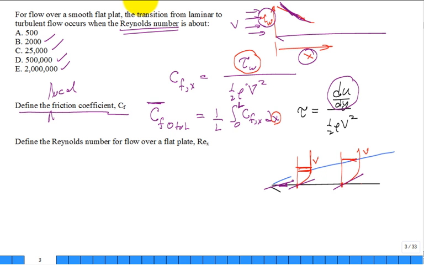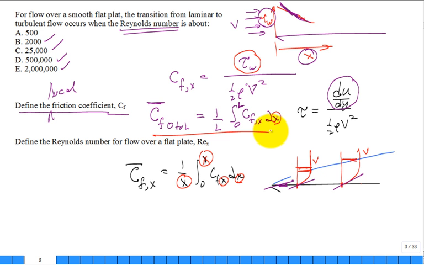Sometimes it's a little confusing. They'll say C bar f of x. I think the book does it this way. And that's 1 over x, the integral from 0 to x of c sub f of x dx. And now you're integrating with respect to x, and this is the limit of integration and the length. So maybe do it 0 to L, a little easier.